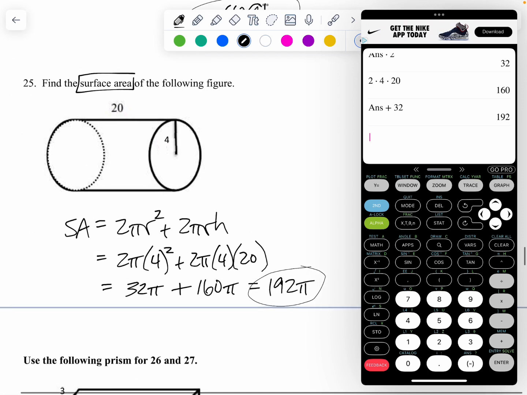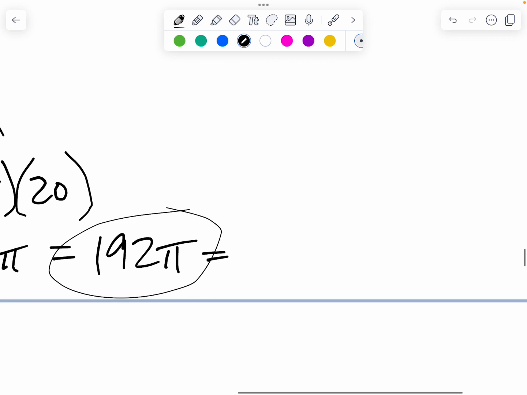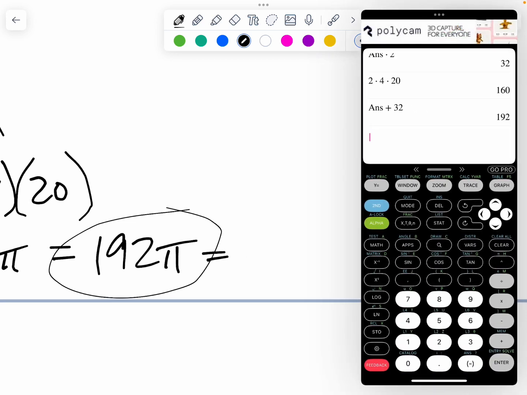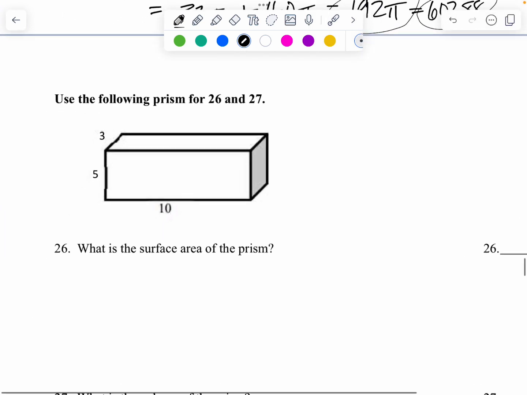And I'm assuming we're still using 3.14 for pi. So let's not leave our answer like 192 pi. I'm going to actually multiply that by 3.14, which is going to be 602.88. Done. Let's look at number 26 and 27, surface area.